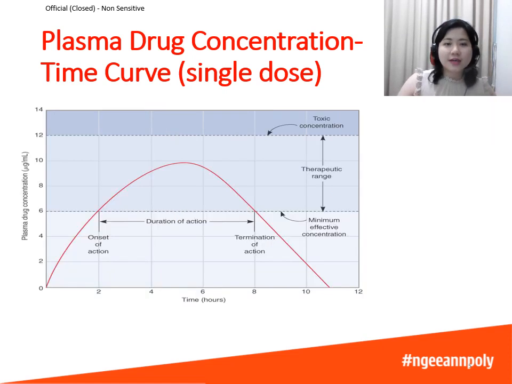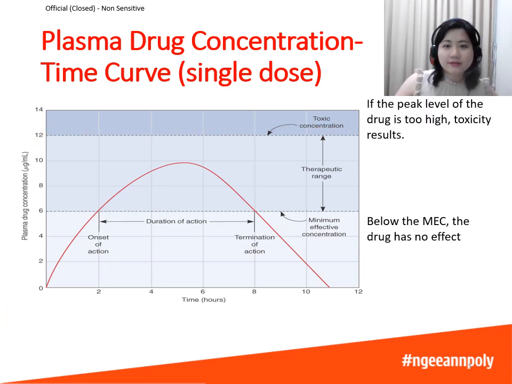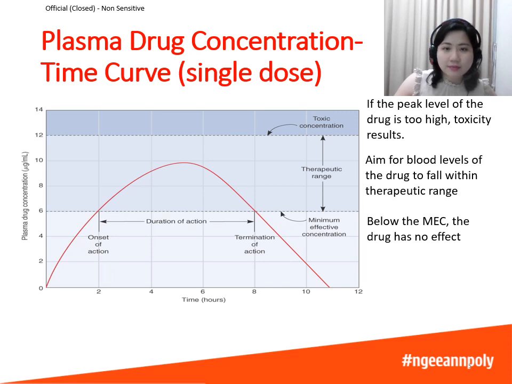On the graph, you can also see that the minimum effective concentration is 6 micrograms per ml. Below this concentration, the drug has no effect. The toxic concentration is 12 micrograms per ml. If the peak level of the drug exceeds this value, the patient will experience toxicity. Therefore, the aim is for the blood levels of the drug to fall within the therapeutic range so that there is enough drug to be effective, but not too much so that it becomes toxic.